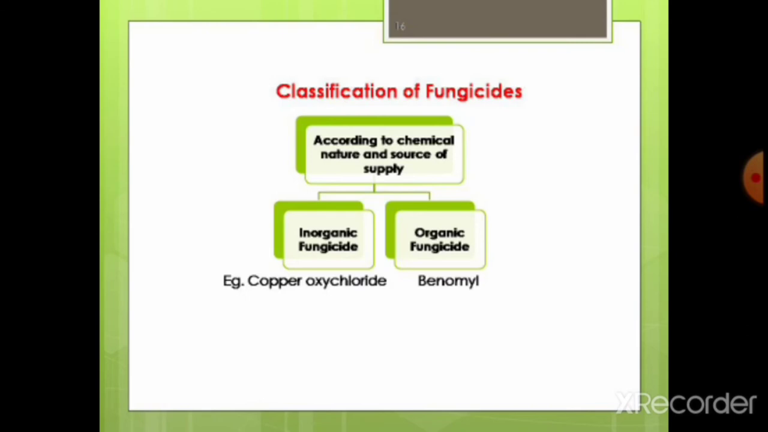Then the second type of classification of fungicide is according to their chemical nature and source of supply. These are mainly divided into again two types: inorganic fungicide and organic fungicide, according to its chemical constituent. If they are inorganic compounds, then it is called inorganic fungicide. If its composition is organic, then it is called organic fungicide. Examples are copper oxychloride, an example for inorganic fungicide, and benomyl, for the organic fungicide.